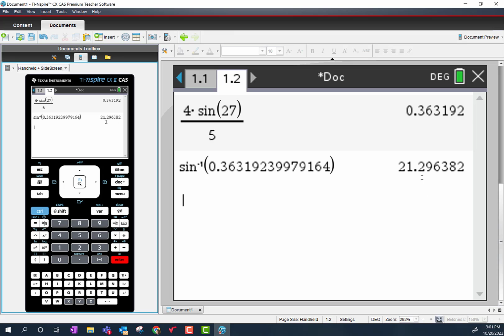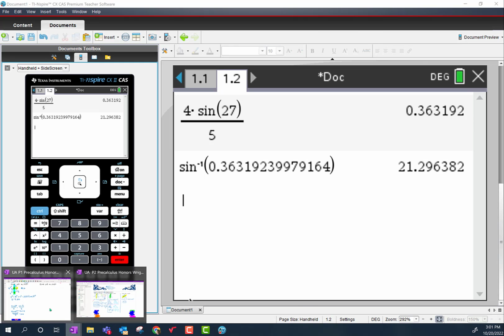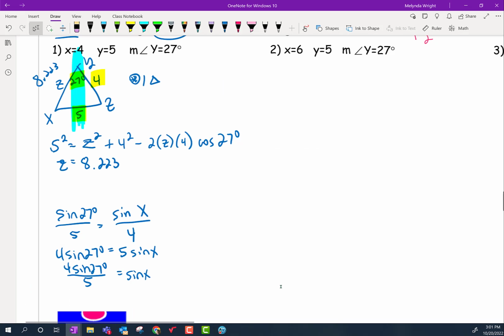So it's 21.296. So let's go back over here, and we know that angle X is 21.296 degrees. Now, I'm not going to do law of sines again. We know stuff about angles of triangles, right? What do all the angles of a triangle have to add up to be? 180, right? That's what they have to add up to be.